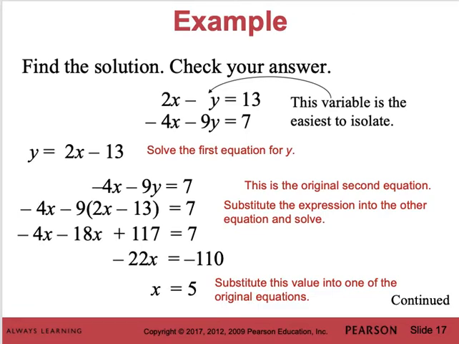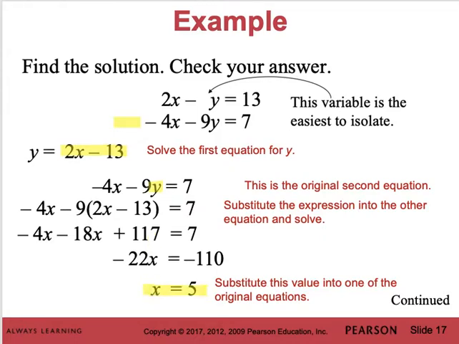So let's take a look at our first example here. We have 2 equations. We're going to solve the first one for y, and then we will replace this 2x minus 13 in for y in our second equation. Right, that came from here, second equation, and solve for x. So we get x equals 5.